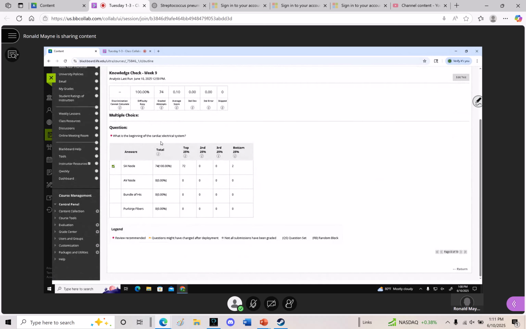Cardiac electrical system. That would be the SA node, another oldie but goodie.